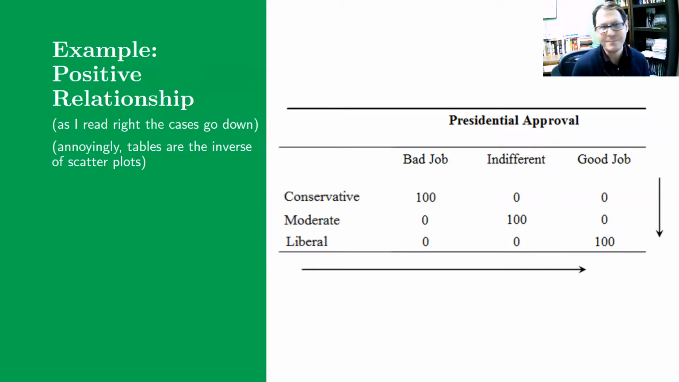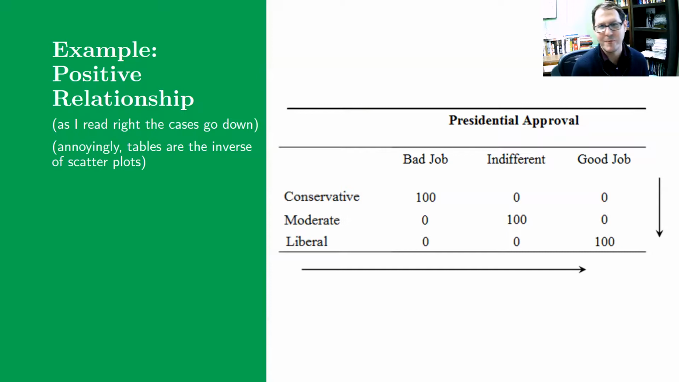And so as a result, this is a positive relationship in a table, even though it starts at the upper left-hand side and goes to the lower right-hand side as you read across, which normally we would associate with a negative relationship. The reason for that has to do with the flip-flop of scatter plots versus tables. At any rate, this is an example of a perfect positive relationship in a table, right?